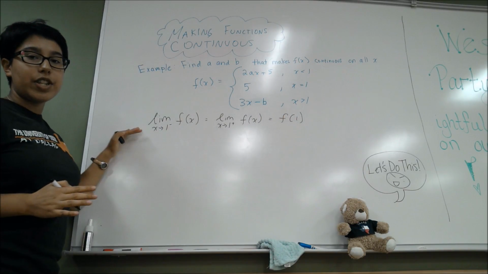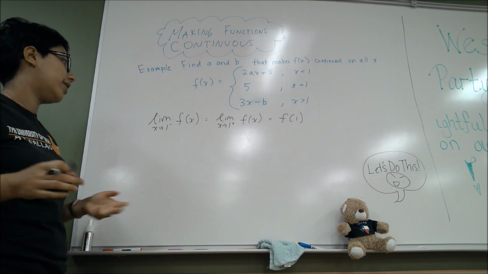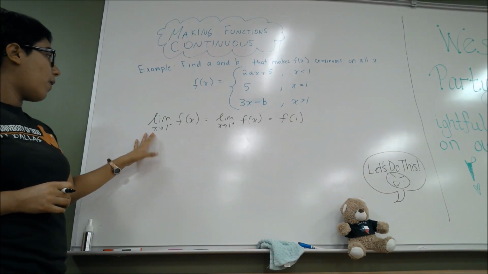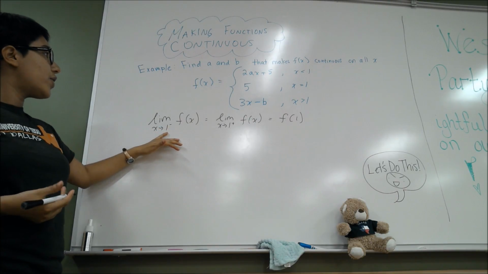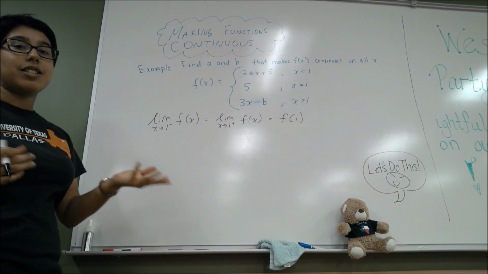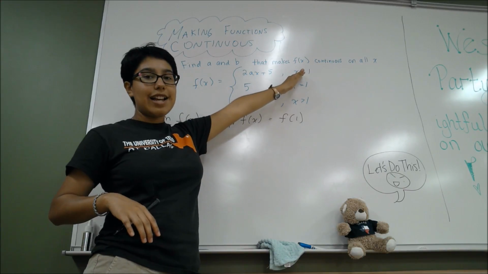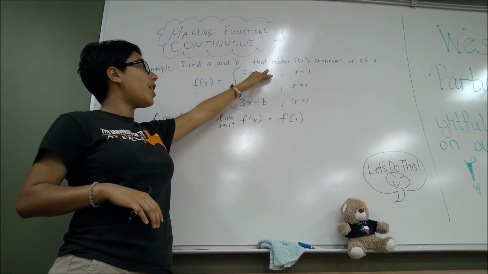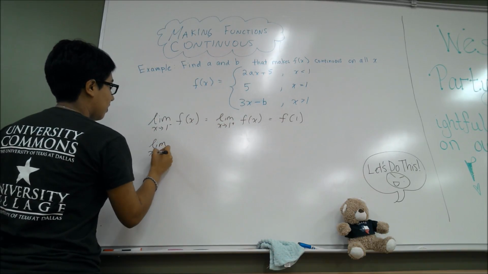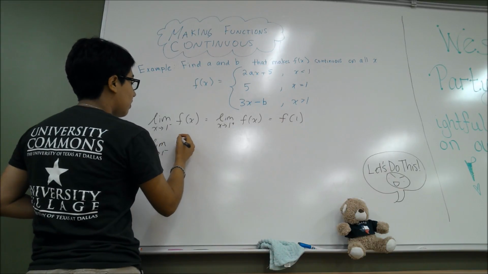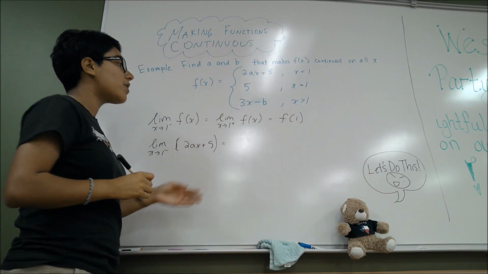Alright, so now we have this equation again, and now we just plug in f of x and all the necessary values. So the limit of f of x as x approaches 1 from the negative side. So we look at where f of x is defined on the negative side of 1, and that's clearly when x is less than 1. So we'll be using this part of f of x in this equation. So let's write that out. The limit as x approaches 1 from the negative side of 2ax plus 5.